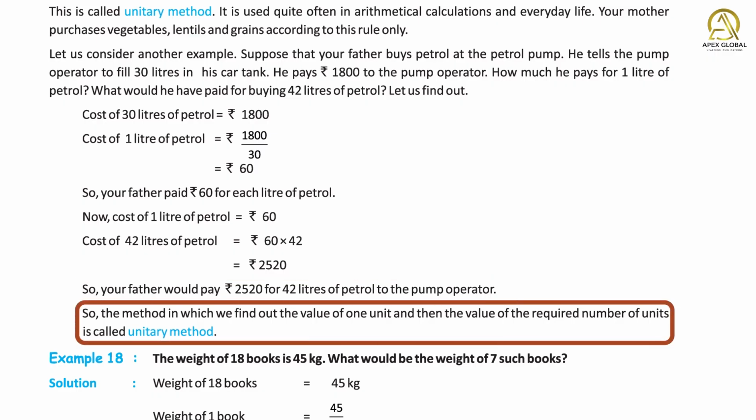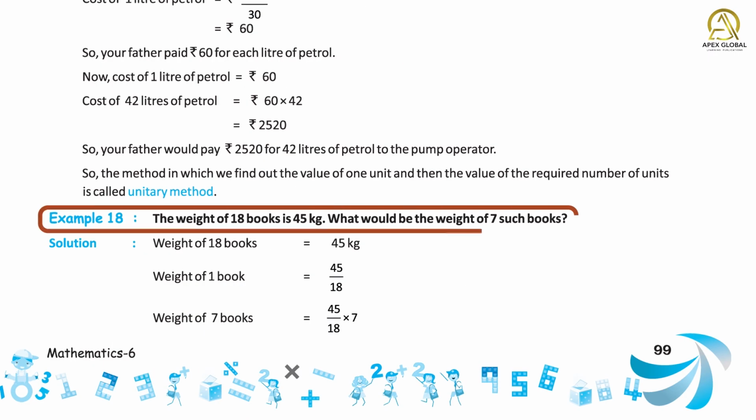So, the method in which we find out the value of 1 unit and then the value of the required number of units is called unitary method. Example 18.